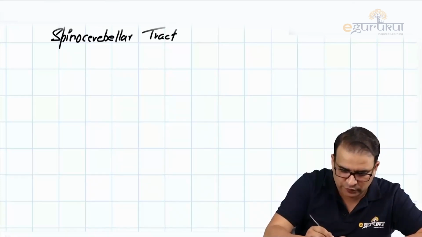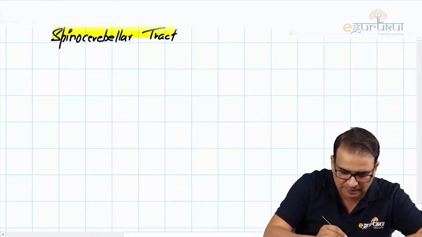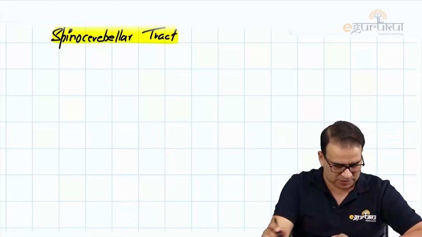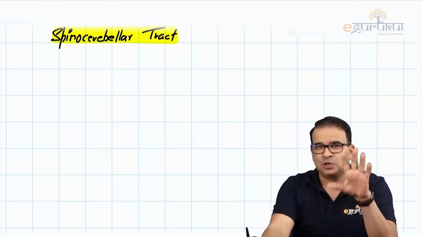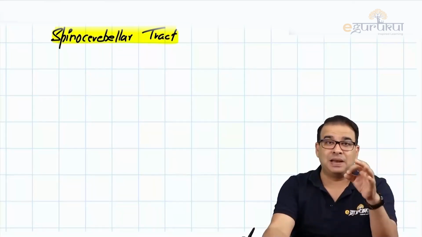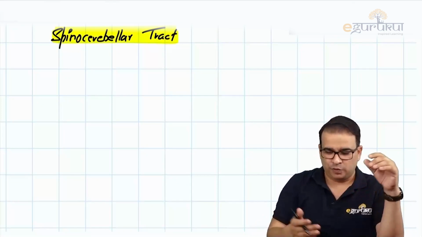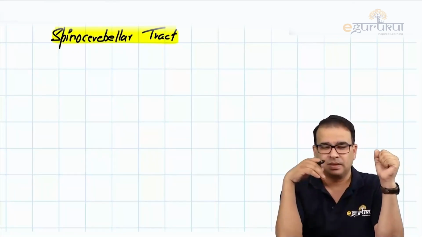Now this one is also very interesting, the spinocerebellar tract, because the tract is going to start at the level of the spinal cord, and this time no thalamus, no cerebrum, it needs to go into the cerebellum. So from the spinal cord into the cerebellum.